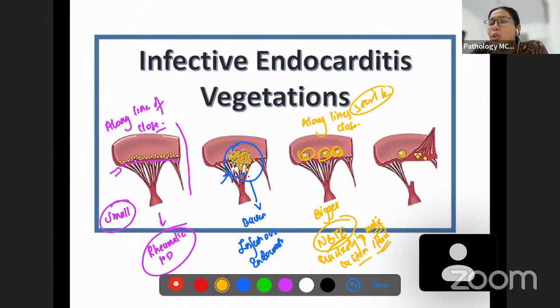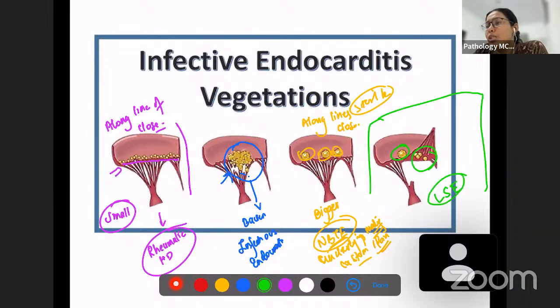This one is Liebman-Sacks endocarditis. You can see this is the only endocarditis which has vegetations on both sides of the valve. So this is Liebman-Sacks endocarditis, which is associated with SLE, and the vegetation can be seen on both sides of the valve. Okay, so these are the types of vegetations which you have to remember.